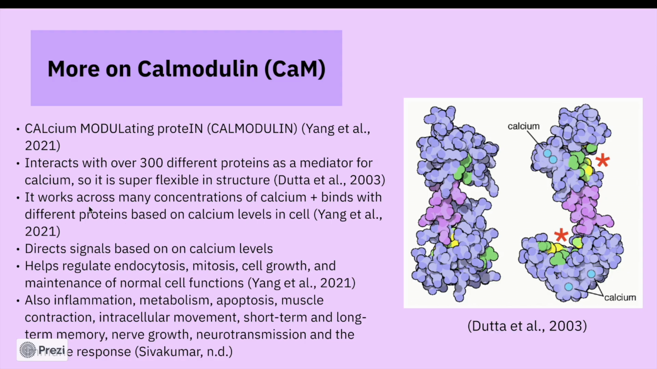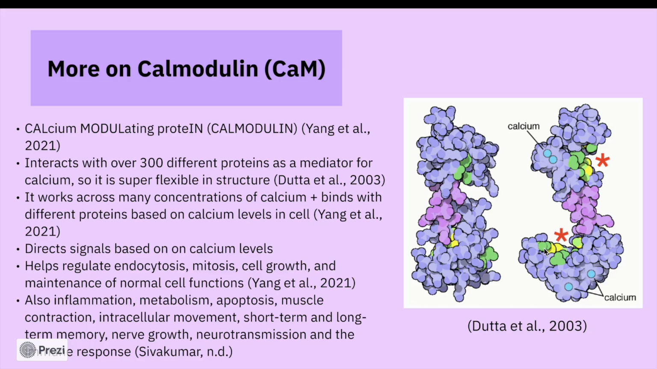So the way that it works is it works across many concentrations of calcium, and so it can bind with different proteins based on those calcium levels and turn it into a tangible signal that directs cell activity based on calcium levels. So when different amounts of calcium bind based on calcium availability in the cell, it's going to create many different conformations of the calmodulin. So it can bind in many different places and in many different amounts. And this allows it to interact with many different proteins based on calcium level and availability.